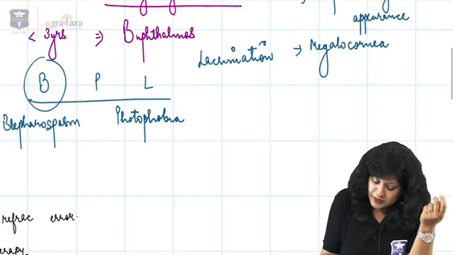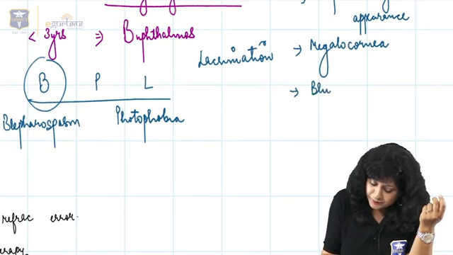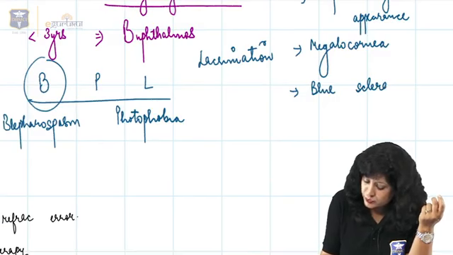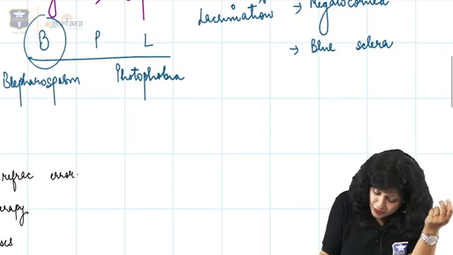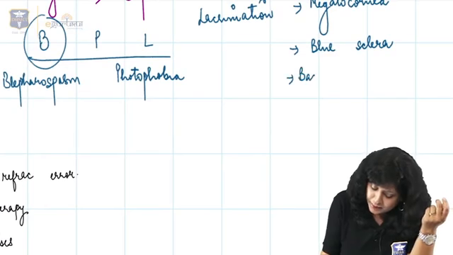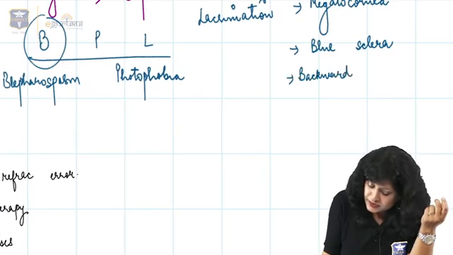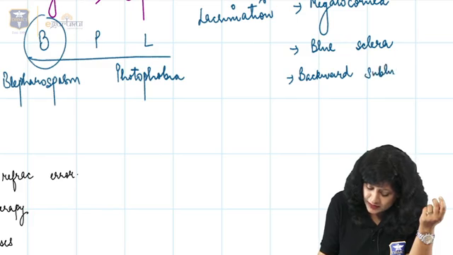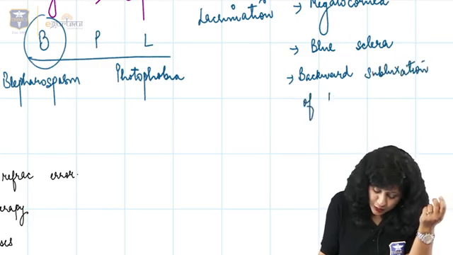Then I should have the B for blue sclera. One of the important things is blue sclera. Then I will also have B for backward subluxation of the lens.